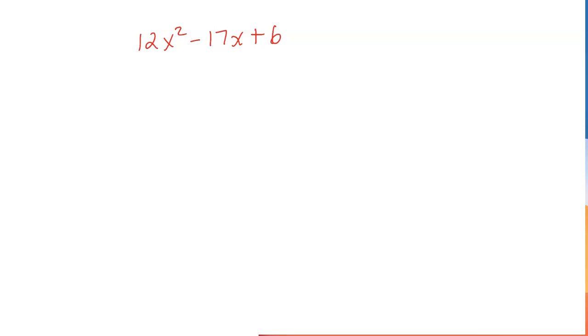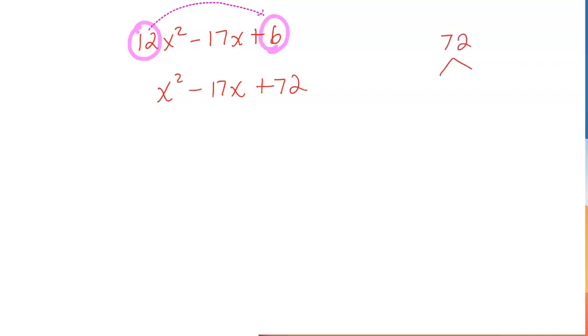Now, the very last one. I'm going to multiply this 12 by 6. 12 times 6 is 72. If I multiply, I get x squared minus 17x plus 72. I need to now break down 72. The only thing I could remember is 8 times 9 is 72, and they add up to 17.